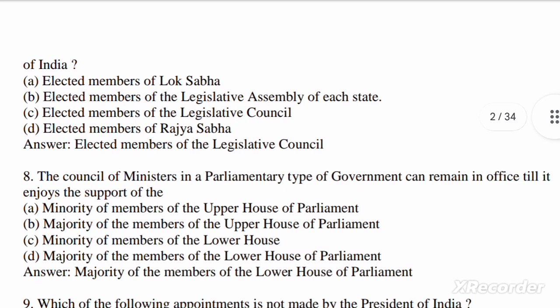The Council of Ministers in a parliamentary type of government can remain in office till it enjoys the support of the majority of the members of the lower house of parliament. Option D.